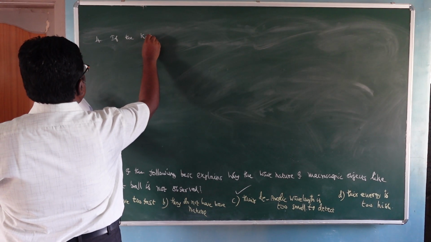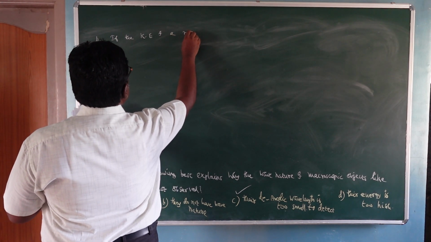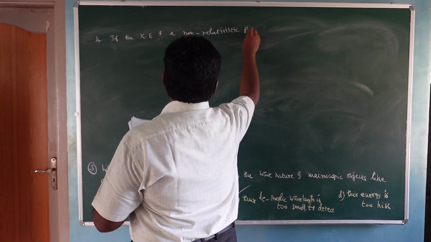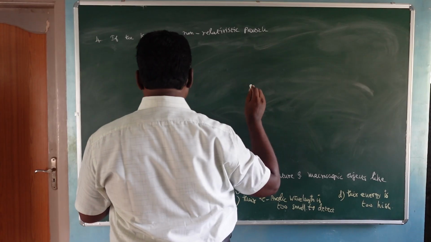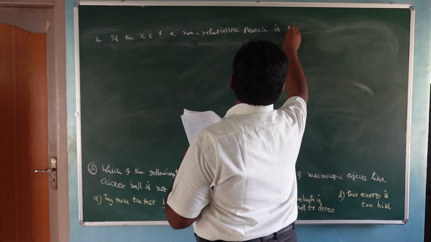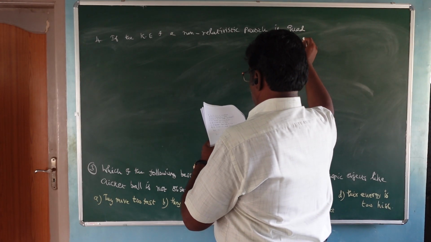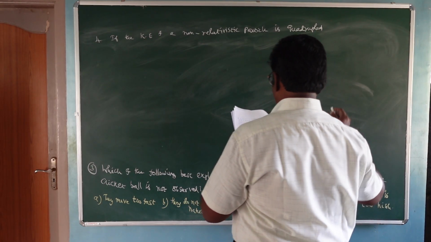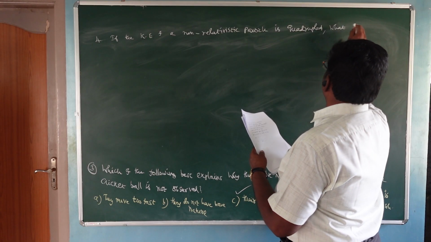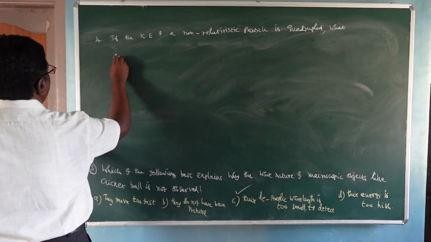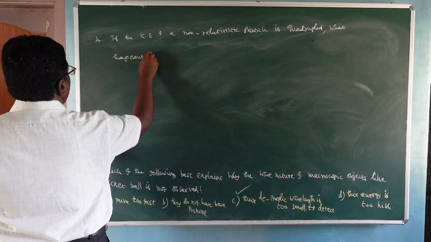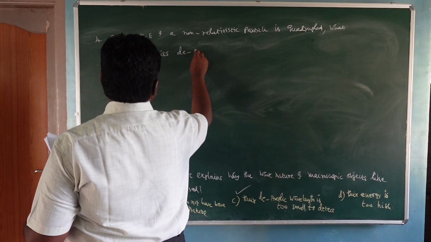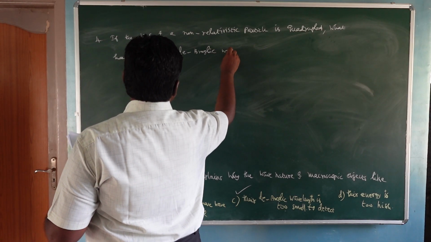If the kinetic energy of a non-relativistic particle is quadrupled, what happens to its de Broglie wavelength?